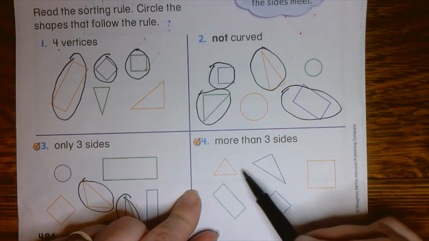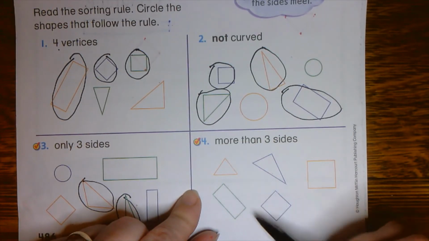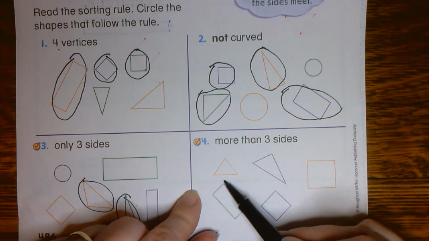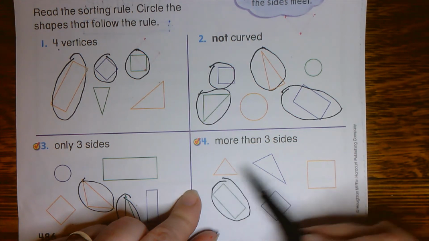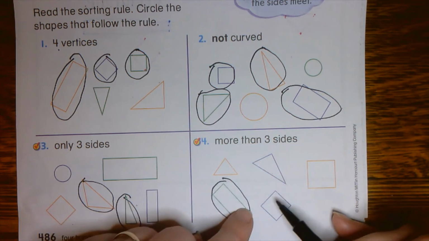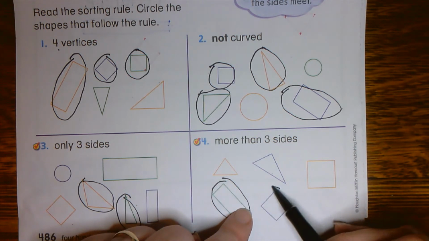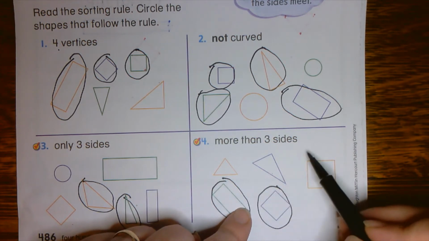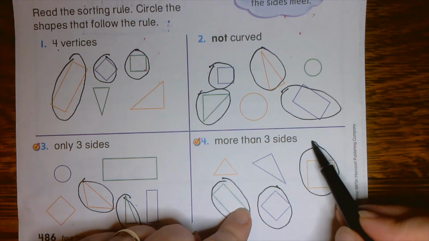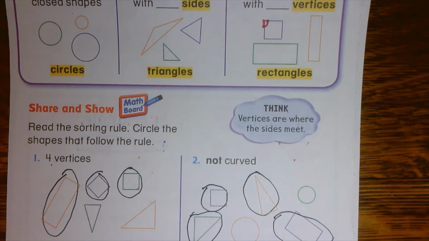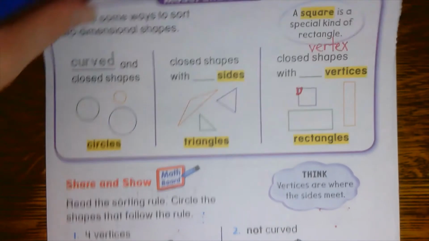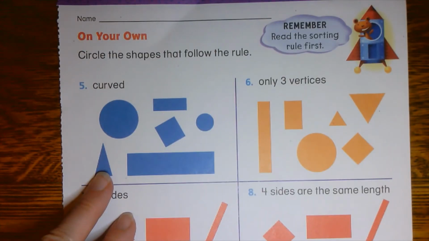More than 3 sides. Well, that's just got 1, 2, 3. We don't want that. 1, 2, 3, 4. That's more than 3. That's just 3, but 1, 2, 3, 4. That gives us more than 3. And here's another one with more than 3 sides. Boys and girls, next page.